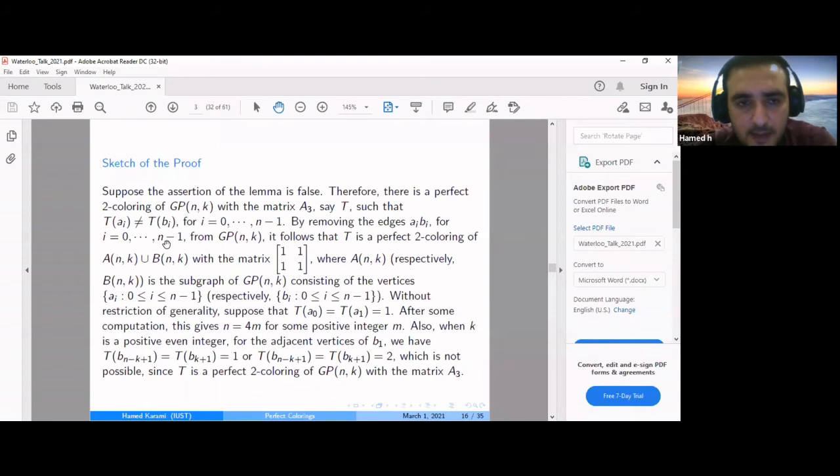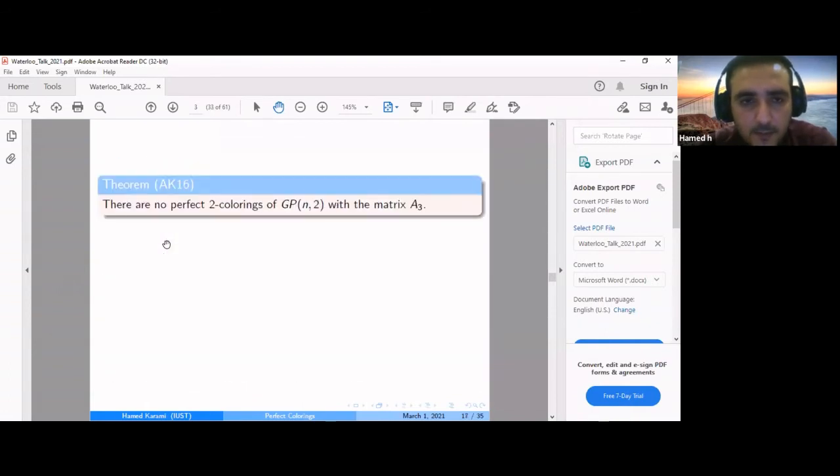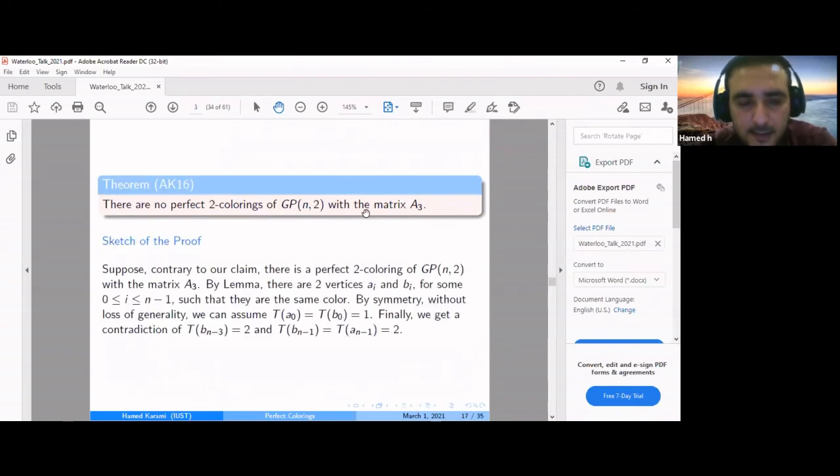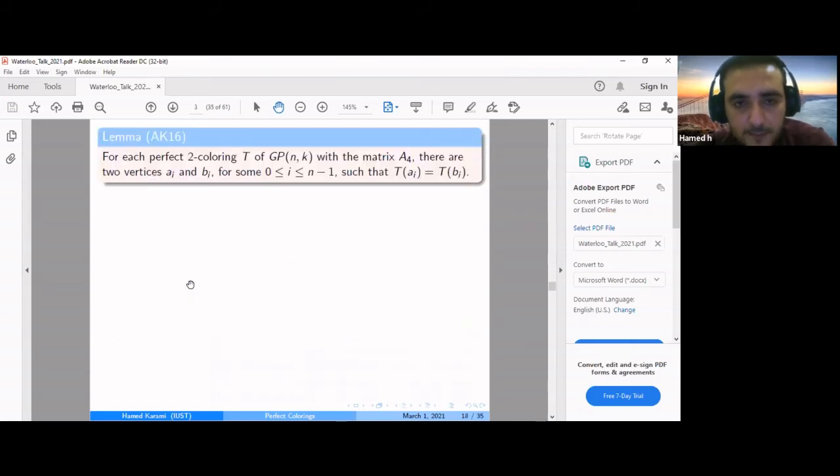And by the lemma, we proved that there are no perfect 2 colorings of GP(n, 2) with the matrix A3. Contrary to our claim, we suppose that there's a perfect 2 coloring of GP(n, 2) with the matrix A3. By the lemma, there are 2 vertices A_i and B_i that are the same color, and after some computation we get a contradiction. So there are no perfect 2 colorings of GP(n, 2).